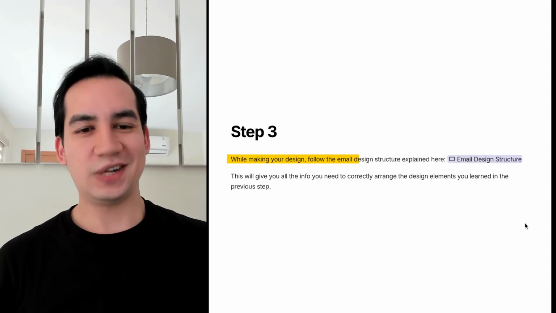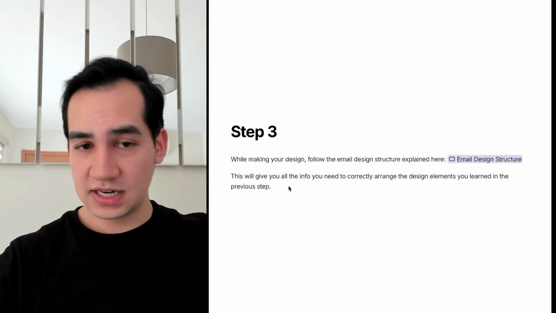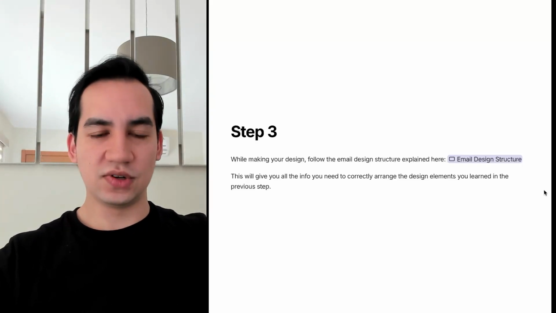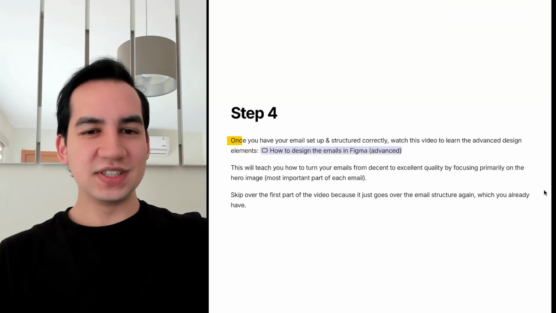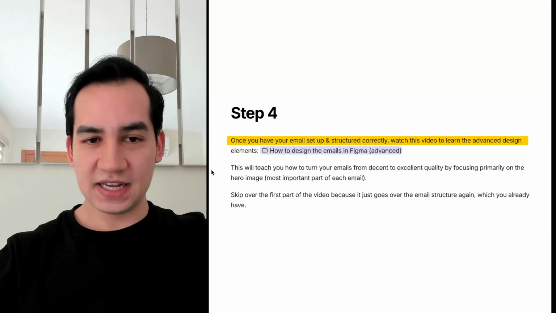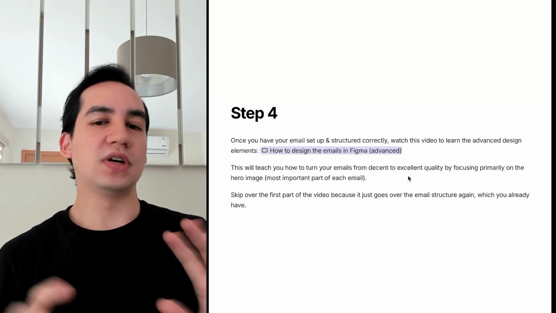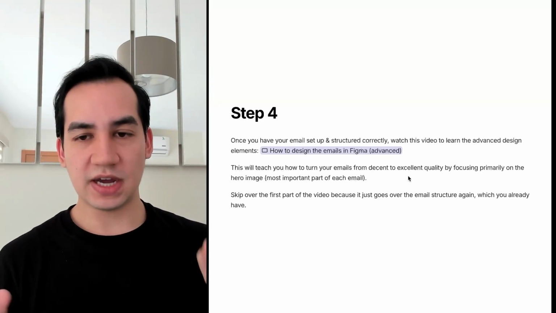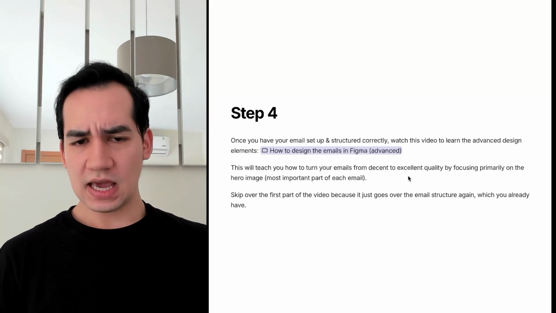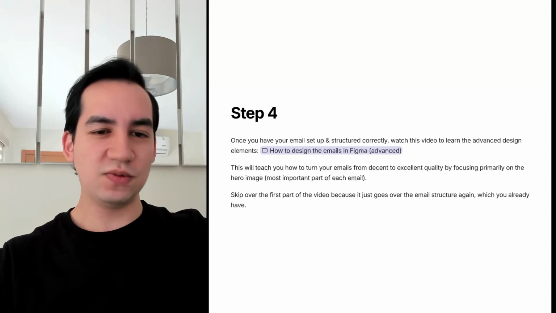Step three, while making your design, follow the email design structure explained earlier on in this video here. This will give you all the info you need to correctly arrange the elements that you learned in the previous step. Step four, once you have your email set up and structured correctly, watch this video to learn the advanced design elements, right? This will basically teach you how to turn your emails from sort of decent looking to excellent quality by focusing primarily on the hero image, which again is the most important part of each email. And you're going to want to skip the first part of the video because it just goes over the email structure again, which you already have.